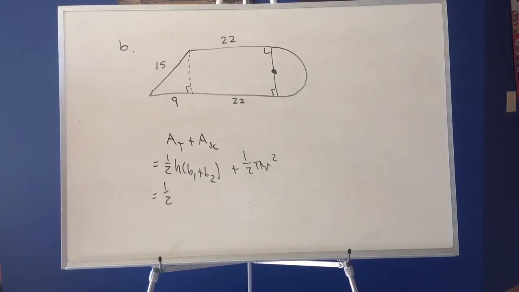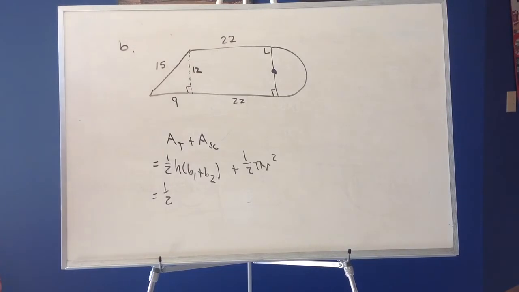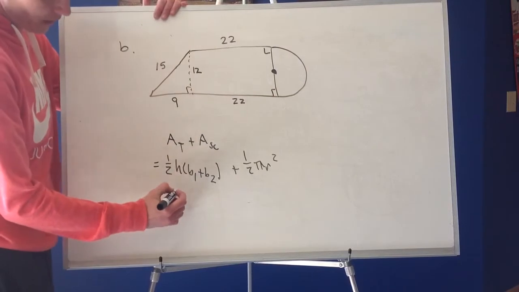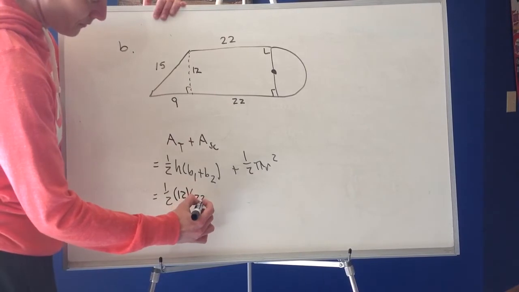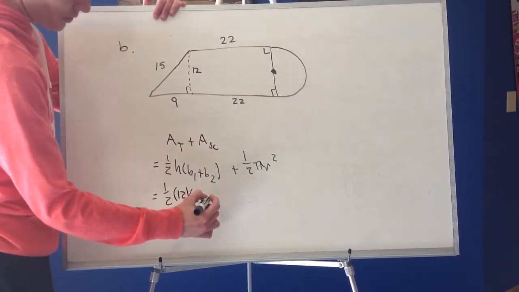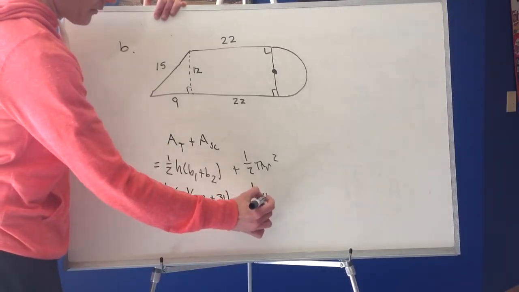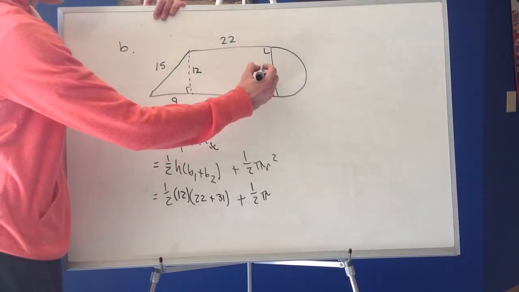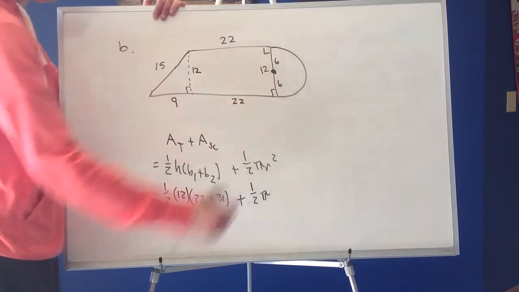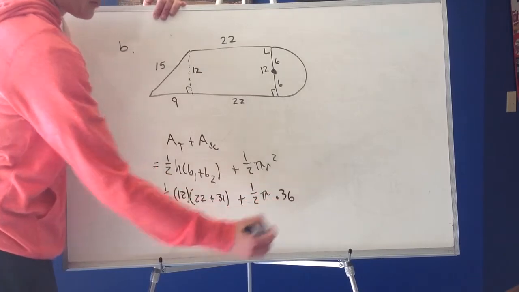Or if you notice, it is a Pythagorean triple. It does end up being 12. If you didn't notice that, then again, go ahead and use the Pythagorean theorem. So I have a height of 12 with my trapezoid. My bases are 22 and the whole thing, which is 31. Plus pi, half of our pi r squared. Well, using the height, if that's 12, this is 12, which tells me my radius is going to be 6. 6 squared is 36.